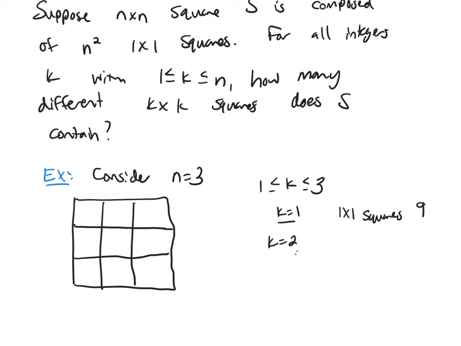If k is 2, I'm looking at 2 by 2 squares. How many 2 by 2 squares do I have? Well, maybe I'll just outline them. Here's 1 2 by 2. Here's another 2 by 2. Here's another 2 by 2. Here's another 2 by 2. So in total there are 4 2 by 2 squares.